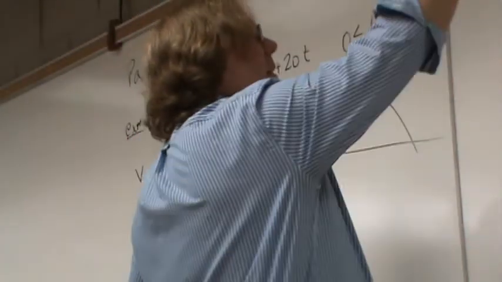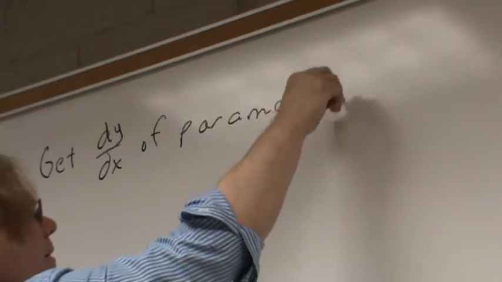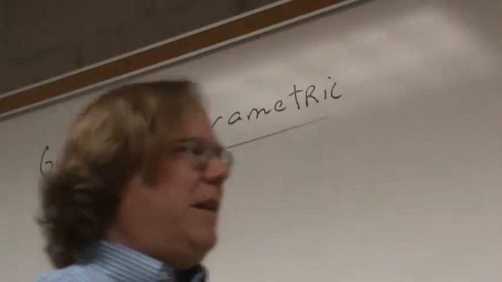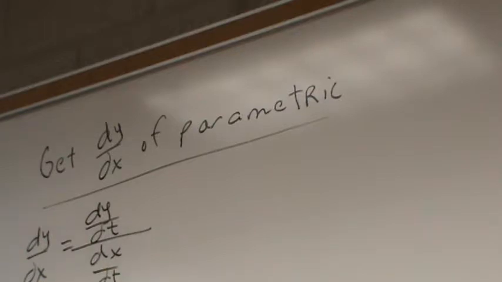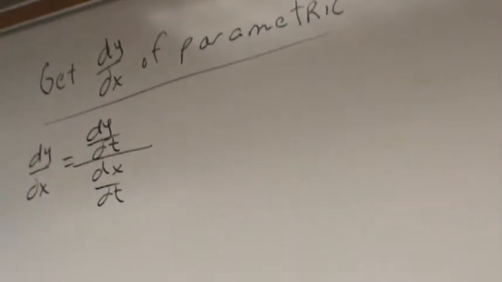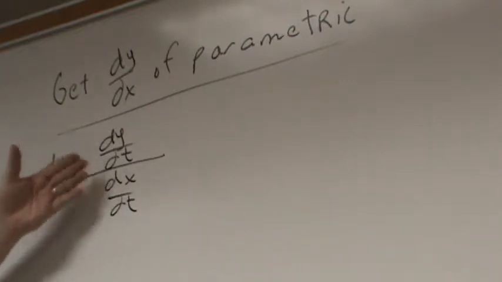So let's go ahead and get dy/dx of a parametric. That's the first thing we're going to do. Okay, here it is. I'm not going to beat around the bush. You know what dy/dx is the same as? dy/dt over dx/dt. Are you okay? I just divide the dy by dt, divide the dx by dt. Actually, this is an example of the chain rule, but I'd rather have you just remember it this way.